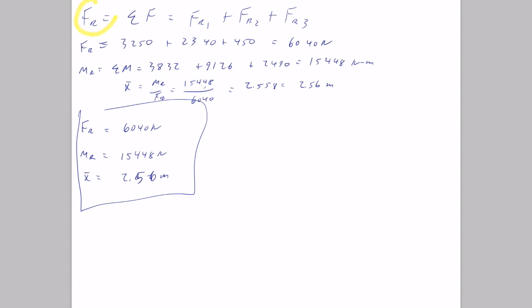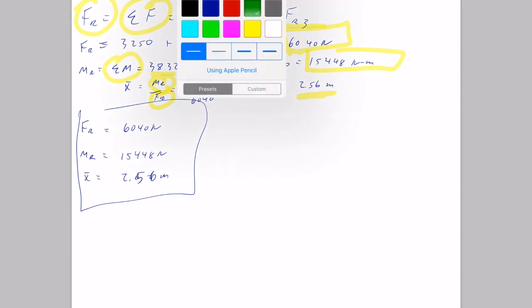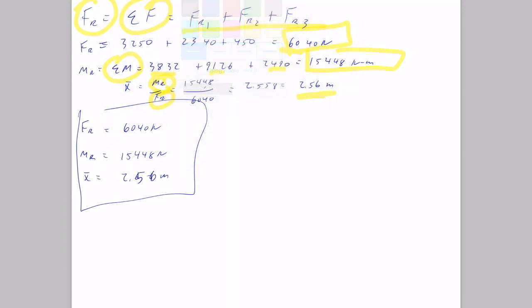So here our equivalent force is just the sum of the forces, FR1, FR2 plus FR3. And there's the numerical value. And then we have the sum of the moments, which I've already calculated, so I can sum those up. And then I can use that equivalent moment and the equivalent force to get the equivalent position of where that force should be, right? So now my beam can be reduced to simply this.